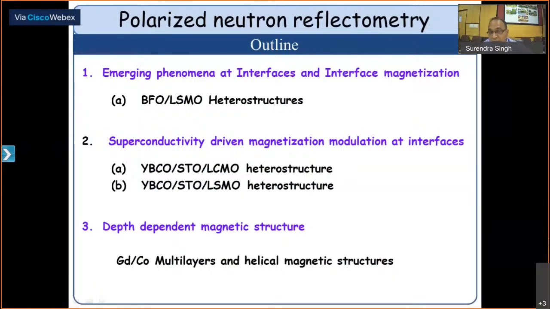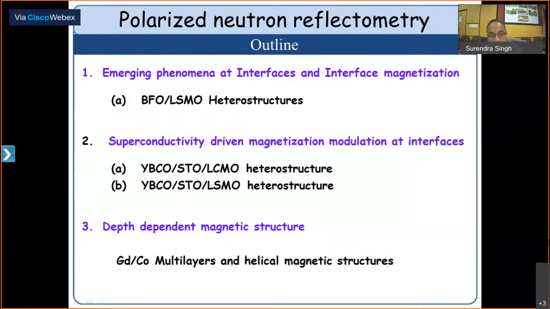So similarly, in case of magnetic systems, if you have two antiferromagnet systems, then PNR plays a very important role, also for materials which are paramagnetic or other systems which are not ferromagnetic. So those things we will discuss today.